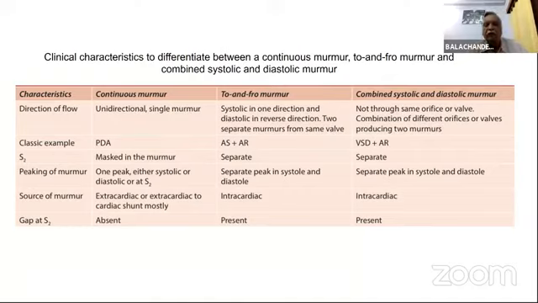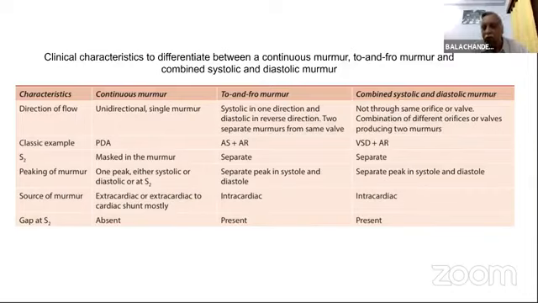And this we have to read just before the exam so that you will be able to tell us that the unidirectional single murmur is a continuous murmur, whereas it's systolic in one direction and diastolic in the other. And what are the representatives? PDA for continuous, ASD with AR for to-and-fro, and VSD with AR for systolo-diastolic.